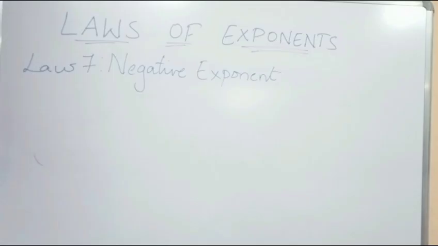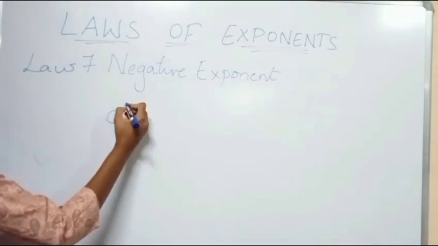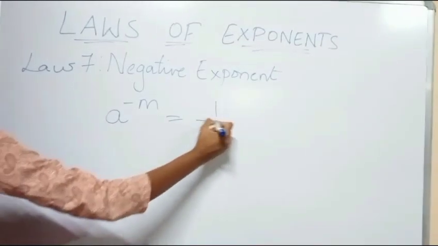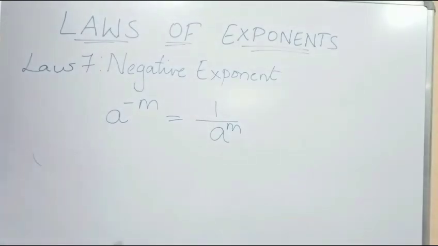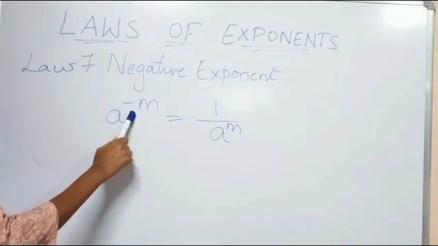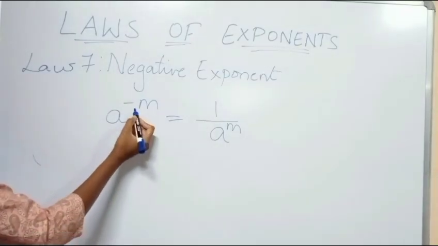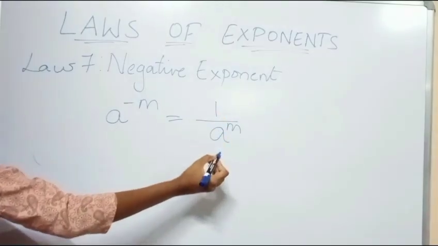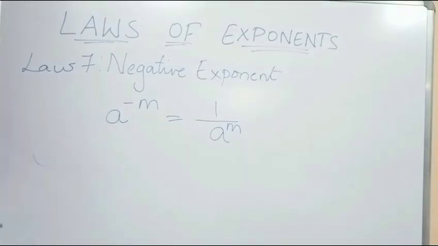The seventh law is negative exponent. The formula is a raised to the power of minus m is written as 1 divided by a to the power of m. So a negative exponent takes the reciprocal. So a to the power of minus m will be written as 1 divided by a to the power of m. So it will be the inverse of a to the minus m.